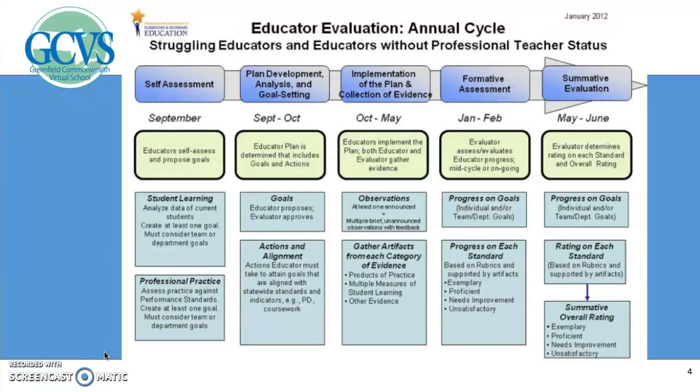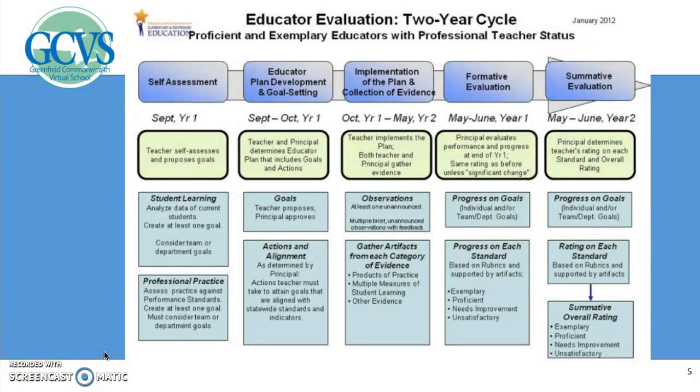In late January to mid-February, your evaluator will conduct a formative assessment. Progress on goals and progress on the standards of practice will be assessed. This is also a time when your plan can be adjusted if necessary and agreed to by both educator and evaluator. Sometimes circumstances get in the way of plans and we want to ensure success. Implementation continues until mid-May through mid-June when the final summative evaluation occurs. Based on evidence collected by both educator and evaluator, progress on goals is assessed, ratings are issued for each of the 4 standards of practice, and an overall rating is given.